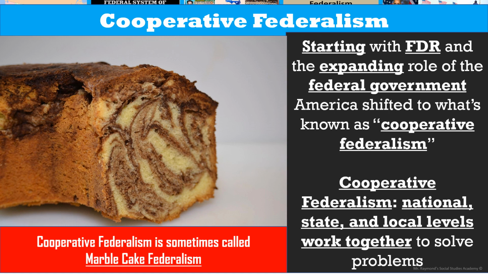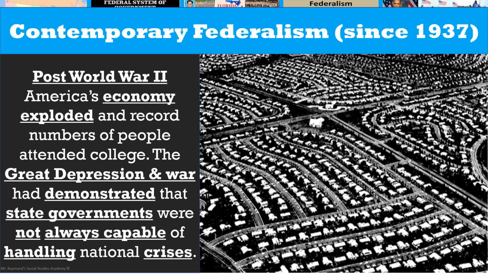And this marks the beginning of what we call cooperative federalism, in which the national, state, and even local governments work together to deal with issues. Sometimes we refer to this as marble cake federalism, as the responsibilities of the various levels have become all mixed together.